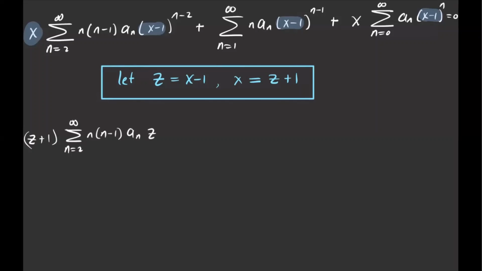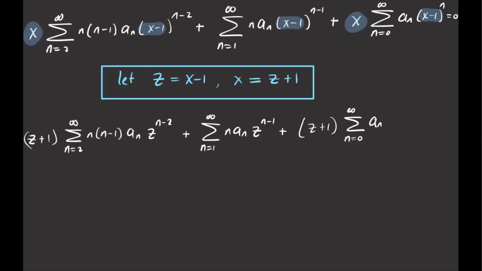So this will be z to the power of n minus 2. Plus, now the second summation, we just rewrite the term in the parentheses. So we still have n starting from 1 to infinity of n times a sub n z to the power of n minus 1. And the last sum, we're going to again replace this x with our new substitution. So that's z plus 1 times the sum starting from 0 to infinity of a sub n z to the power of n, equals 0. All right, so that clears out a lot of things.